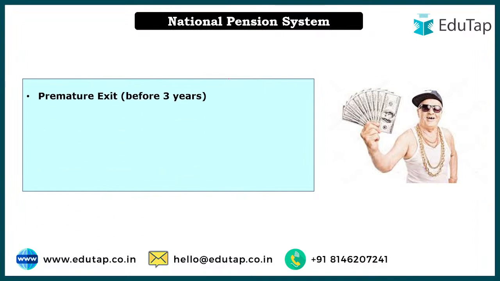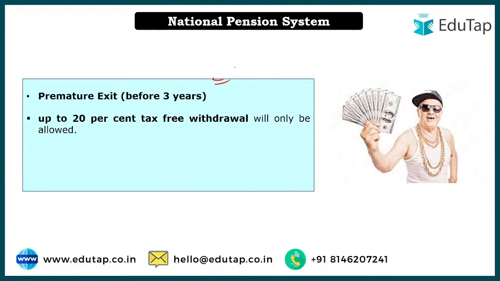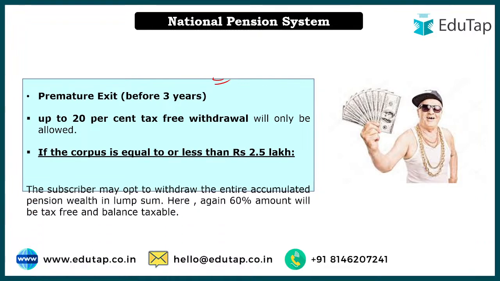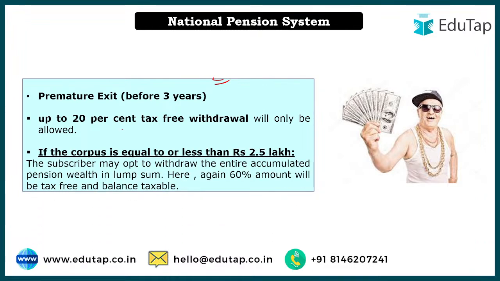Premature exit they can do before 3 years, okay? In that we have certain criteria. What is the criteria? Up to 20% tax free withdrawal, okay? Because after 3 years they can withdraw money, that would not be considered a premature exit. Why? Because those are the norms of the government for this NPS. But before 3 years if they want to withdraw, that will be considered a premature exit. In that case what should be done? Only 20% will be tax free.